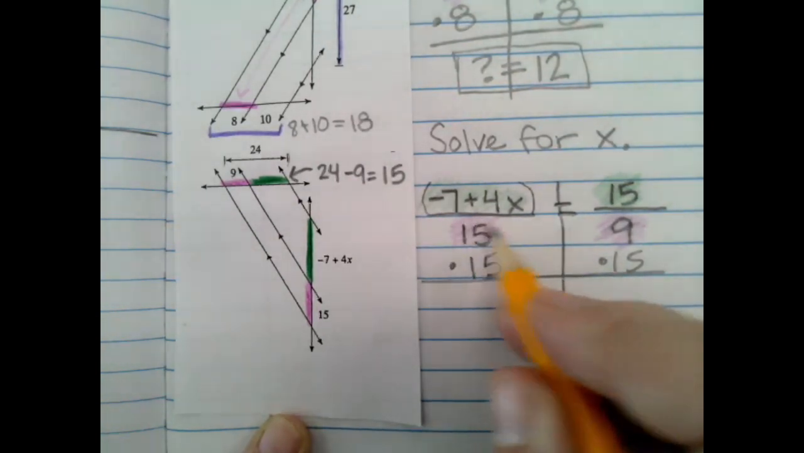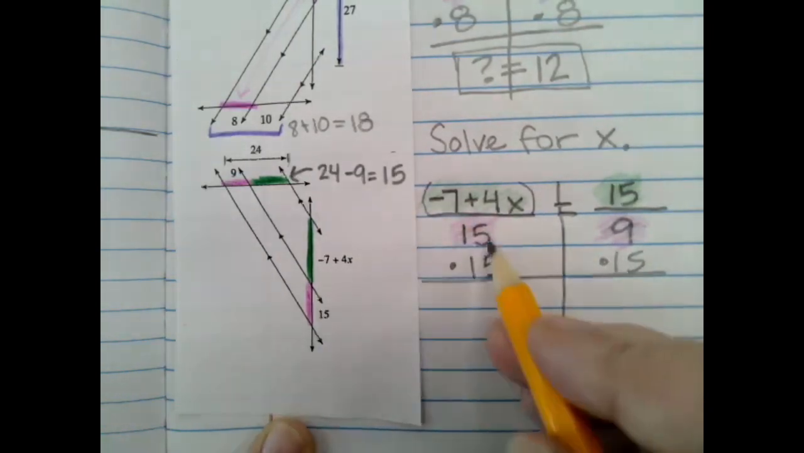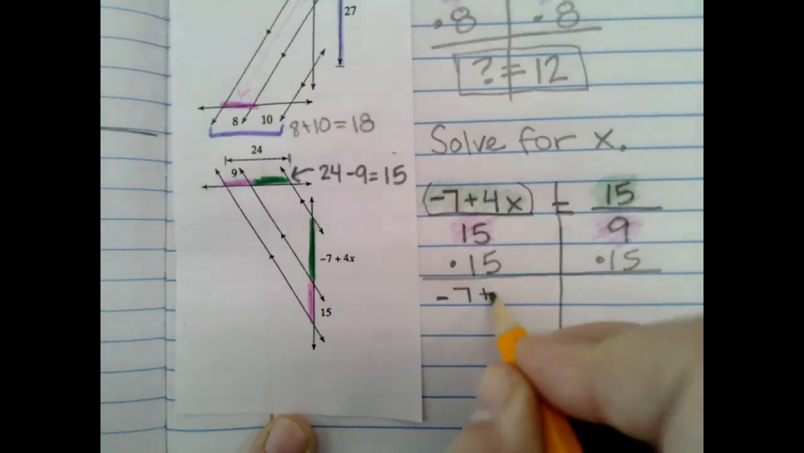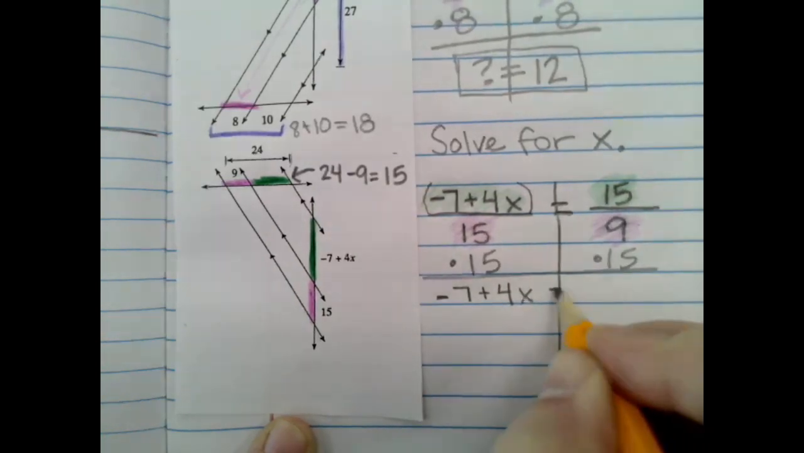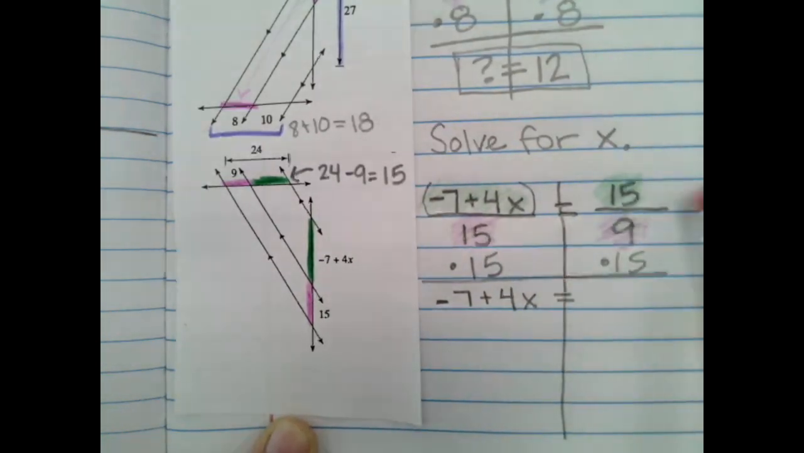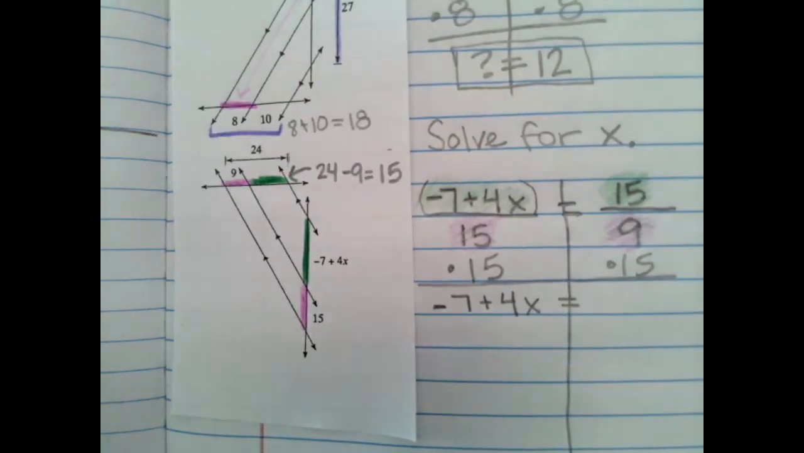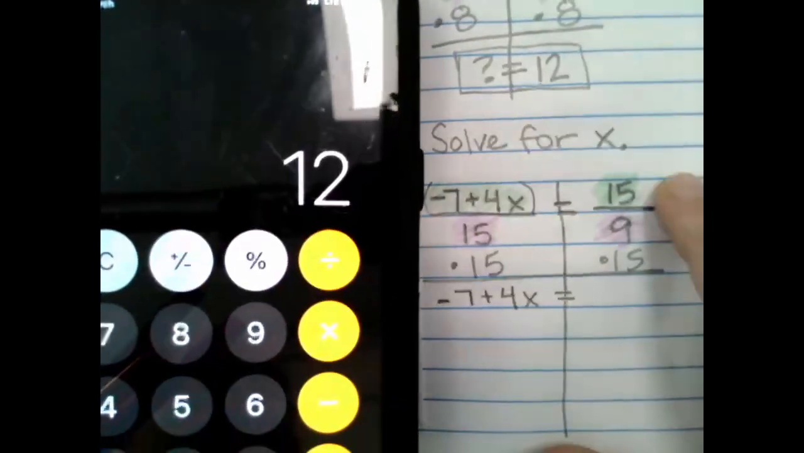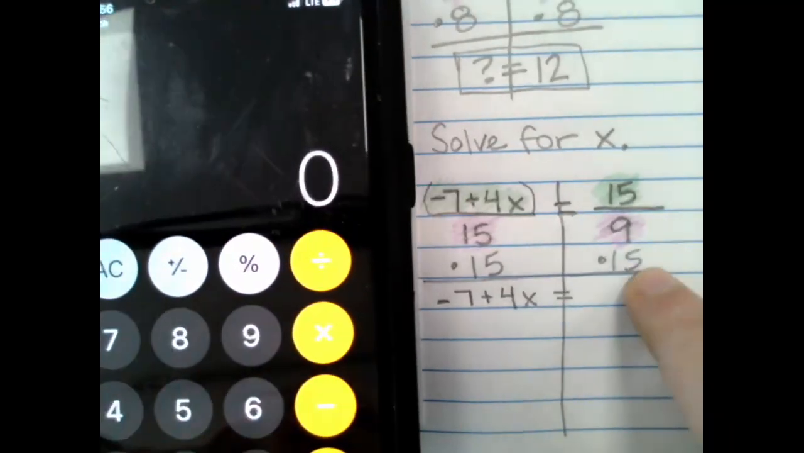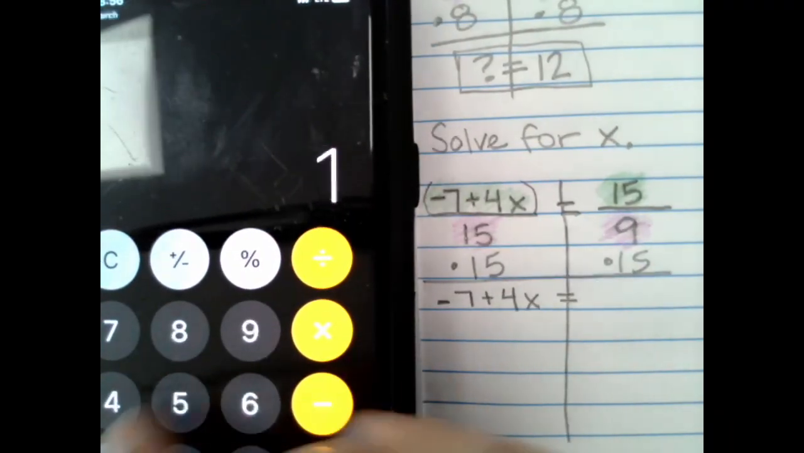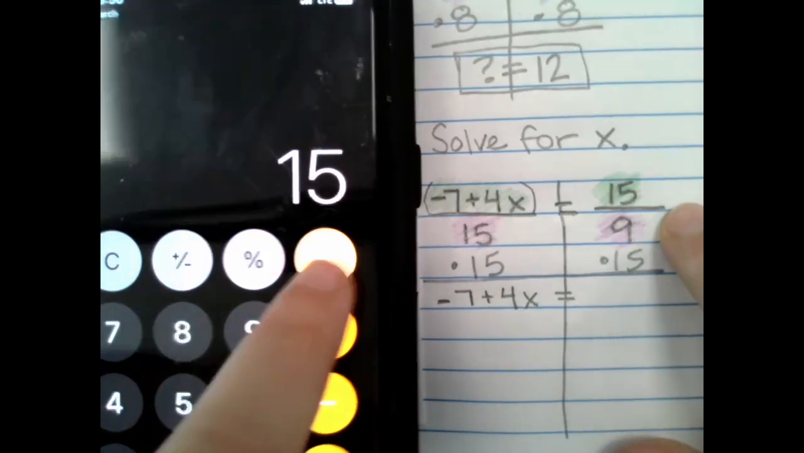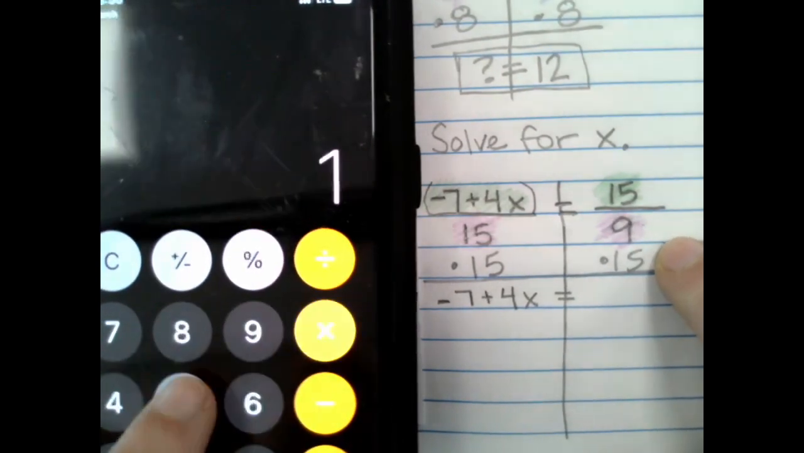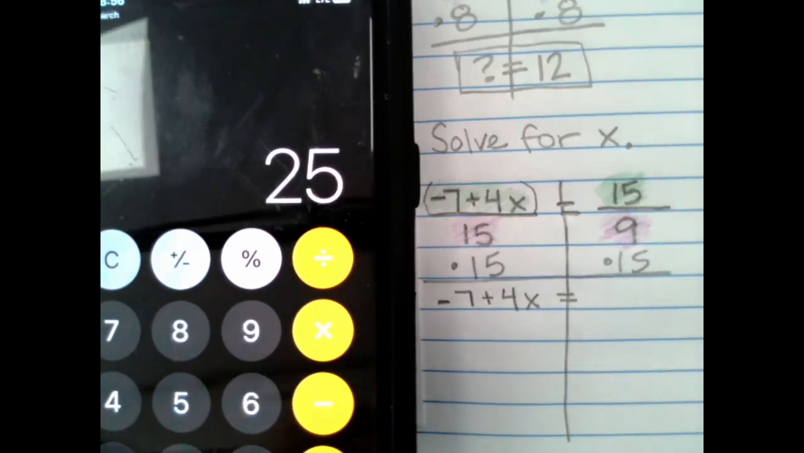On the left side here, on our beginning side, these 15s undo each other, so we're left with this negative 7 plus 4x equals, and this part I'm going to throw into my calculator. I don't know that off the top of my head. 15 divided by 9 times 15. And we get 25.